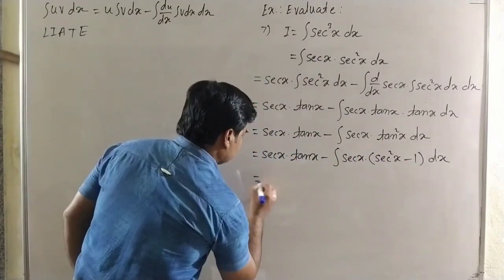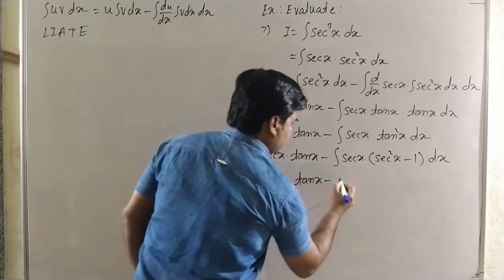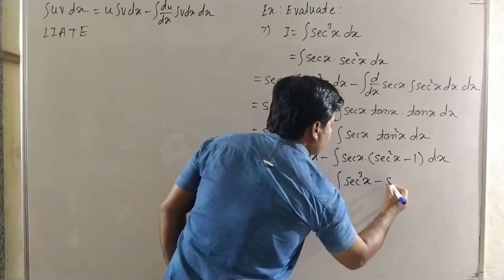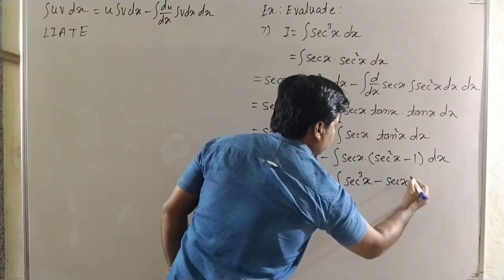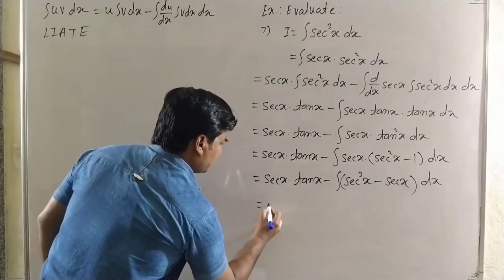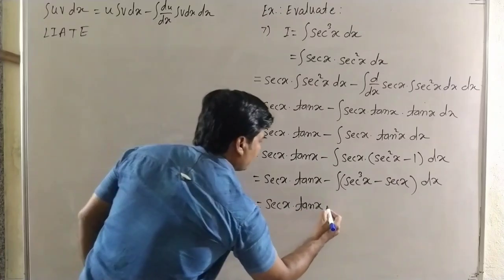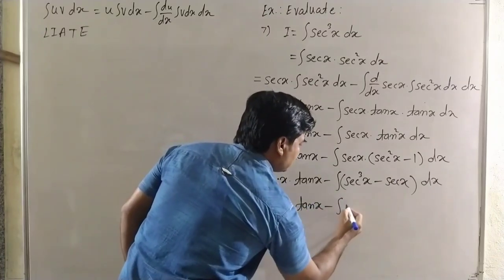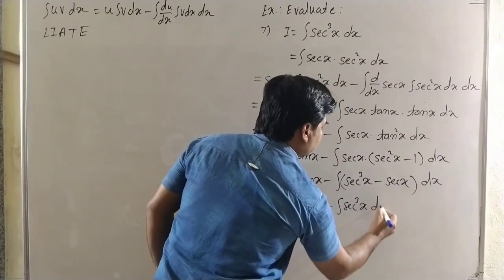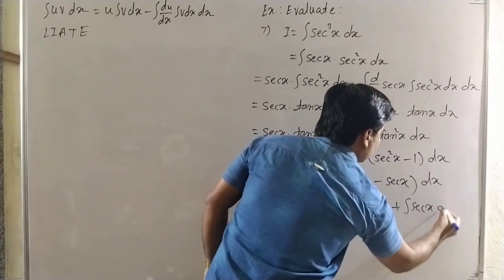Now it is sec x into tan x minus the integral of sec cube x minus sec x, multiplied out, dx. In the second step, sec x into tan x minus, separating the integral, the integral of sec cube x dx, and this minus minus we take as plus the integral of sec x dx.